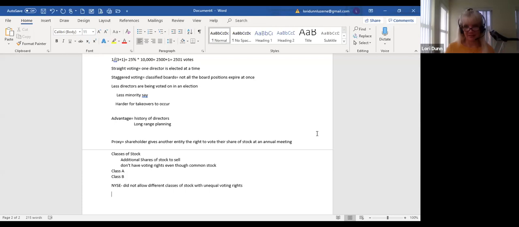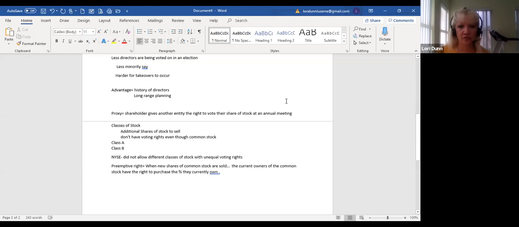Other rights. This is a big one. Preemptive. And this is really important for common stock. A preemptive right to a shareholder means when new shares of common stock are sold, the current owners of the common stock have the right to purchase the percentage they currently own. So they get first dibs on these new shares of stock at their current ownership rate. So what does that mean?